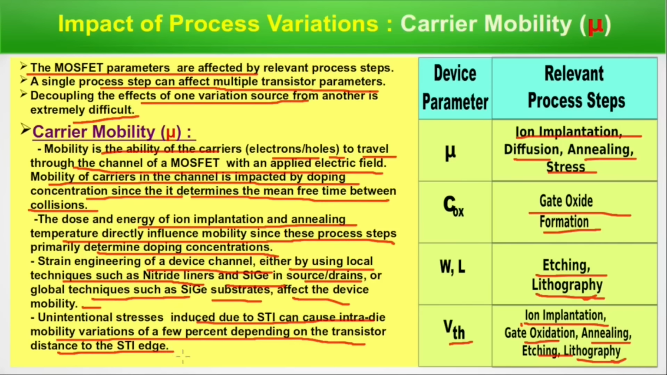Introduction of strain can change mobility. That is also a variability from one device to another, from one circuit to another. Dose, energy and ion implantation all impact the carrier mobility. Doping also impacts carrier mobility. Now introduction of STI, which is a very important step for isolation, creates unintentional stress. All these parameters affect the carrier mobility. So we are done with this slide. We will move to the next slide.